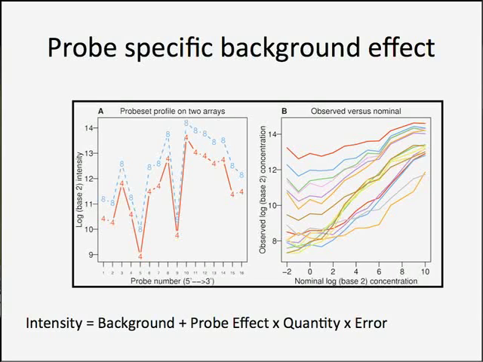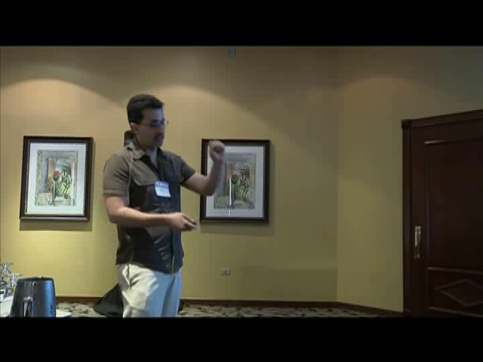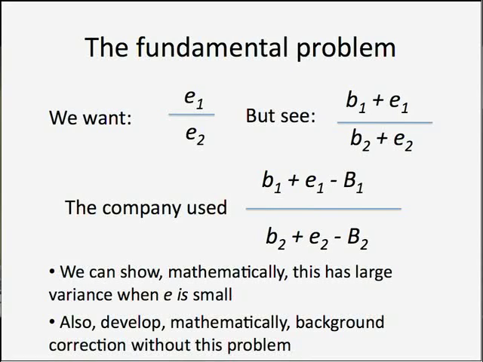This is 11 numbers times 20,000 genes. It's 200,000 different backgrounds they have to estimate. So they had a specific probe for each one. So this is their approach.